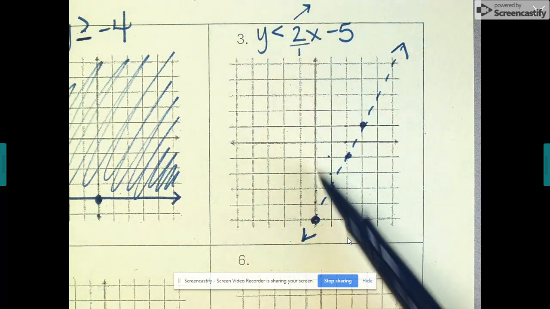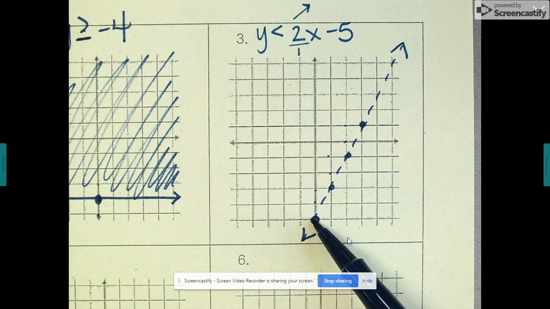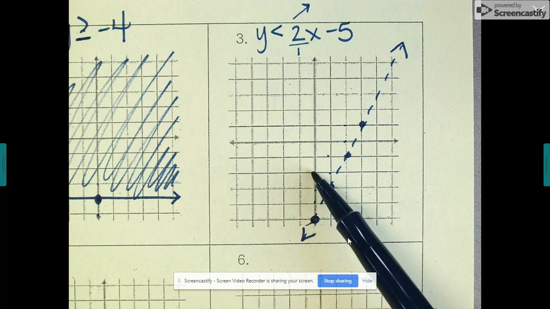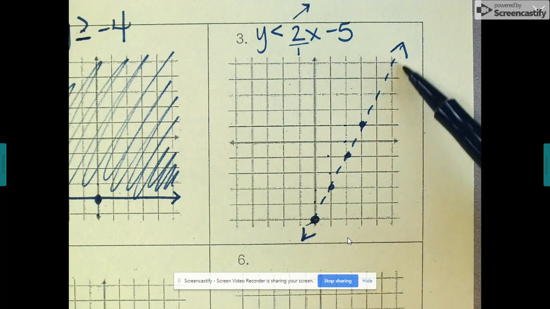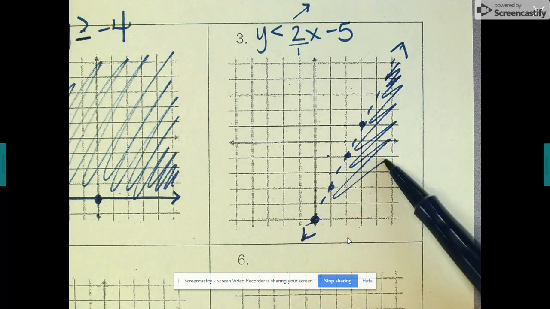So let's look at our y value, which is here. Where are my numbers smaller than negative 5? Would it be negative 4, negative 3, negative 2, negative 1, 0? Or would it be negative 6? Negative 6 is smaller than negative 5, so I'm going to shade below it.